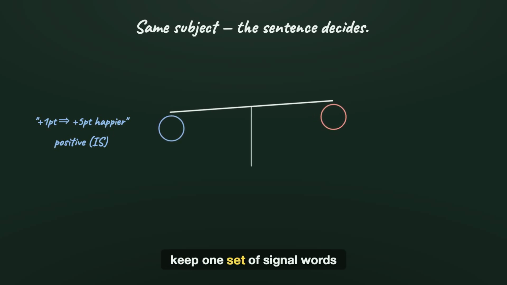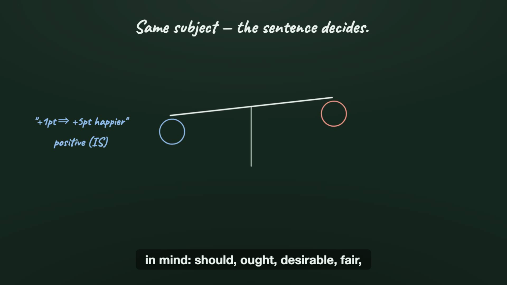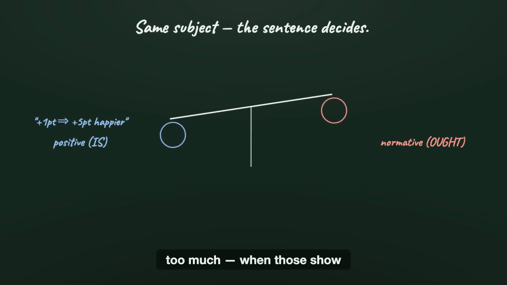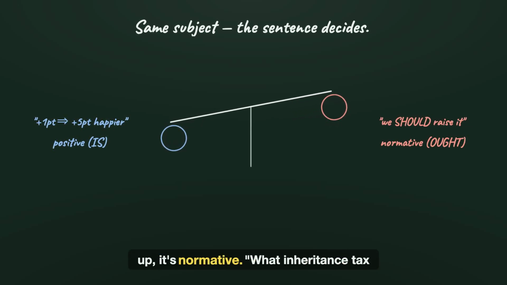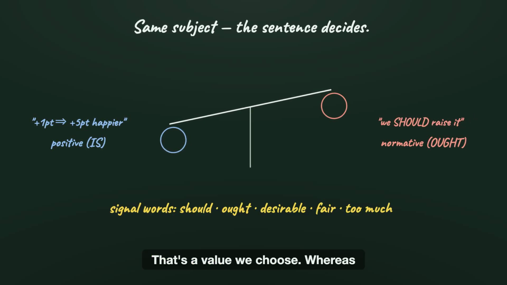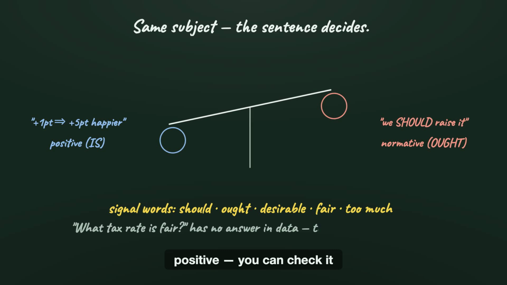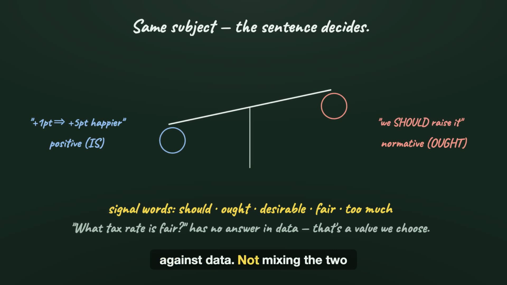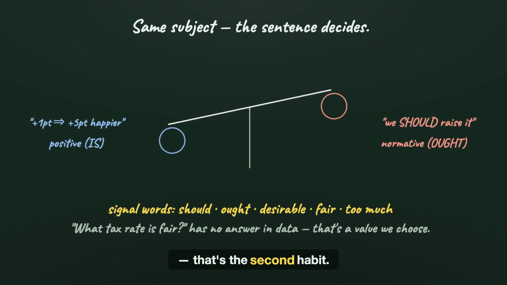So keep one set of signal words in mind. Should, ought, desirable, fair, too much. When those show up, it's normative. What inheritance tax rate is socially fair has no answer you can settle with data. That's a value we choose. Whereas cheaper gas raises car purchases is positive. You can check it against data. Not mixing the two. That's the second habit.